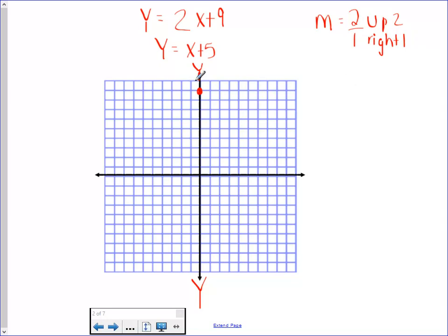So what should I do if I can't do my slope? Go down 2 and what? Left 1. You do the exact opposite of what you said. Instead of going up 2, you go down 2. Instead of going right 1, you go left 1. And then you'll connect those 2 points with a line.